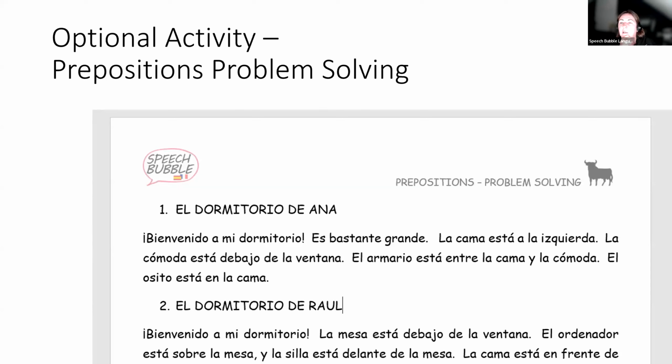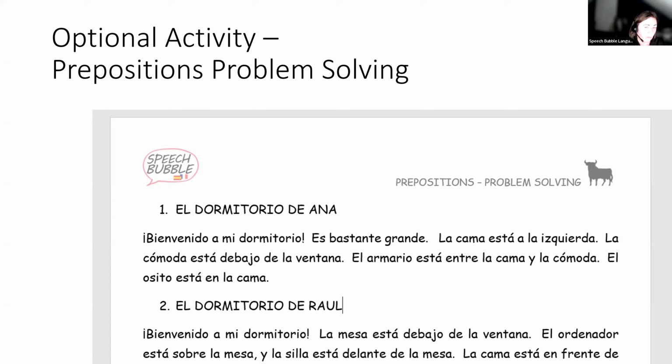So I'm going to do some problem solving on the first one so that you understand what we're doing, and then you have to take the description and position the furniture into where you think it might be. Okay, so the first one, bienvenido a mi dormitorio. Es bastante grande. La cama está a la izquierda. La cómoda está debajo de la ventana. El armario está entre la cama. El osito está en la cama.